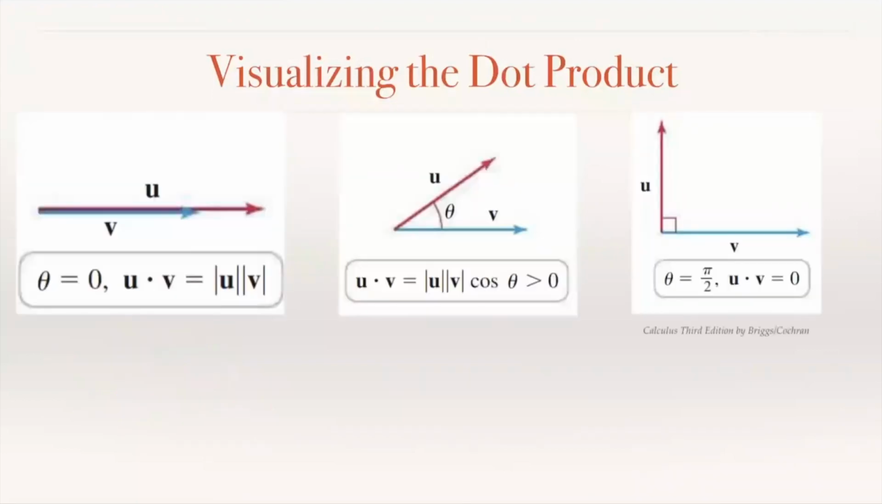So let's do some examples. If u and v are parallel, then that means that the length of the projection of u onto v is just u. So in this case, u is the projection of u onto v. And therefore, u dot v is just the magnitude of u times the magnitude of v, because this guy is the projection of u onto v, in this case, where they're parallel.